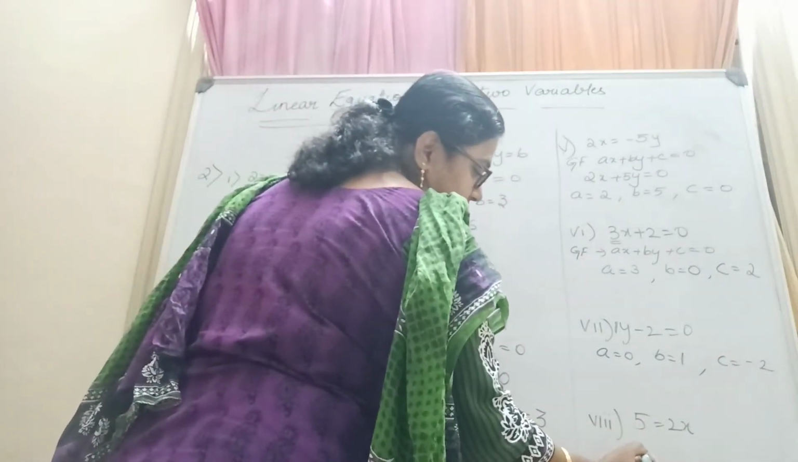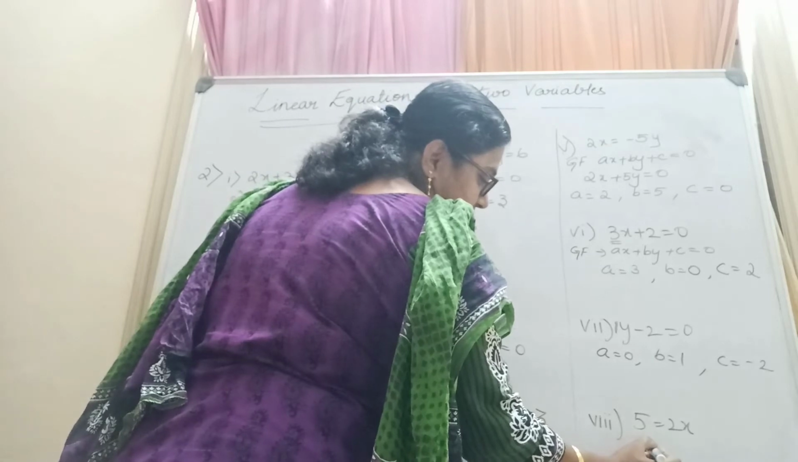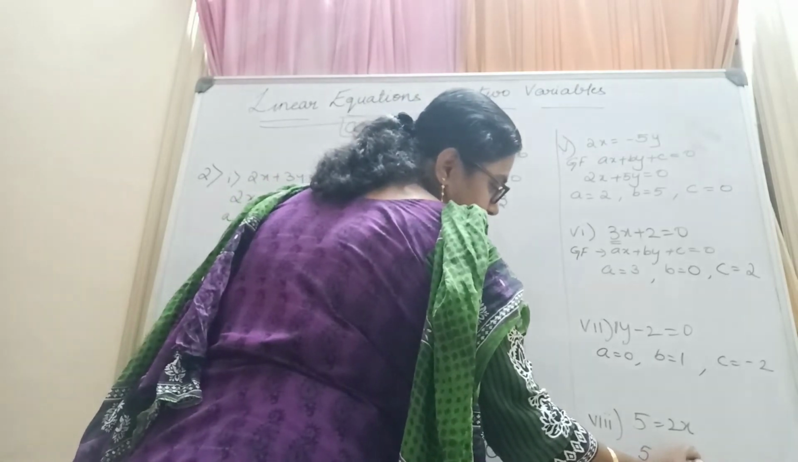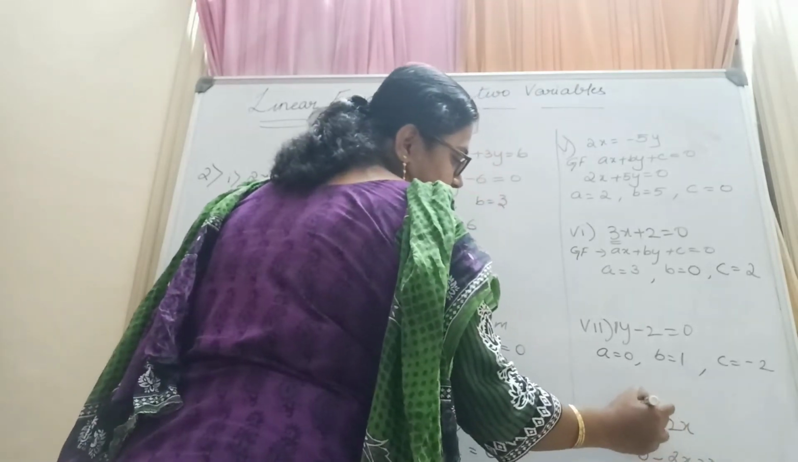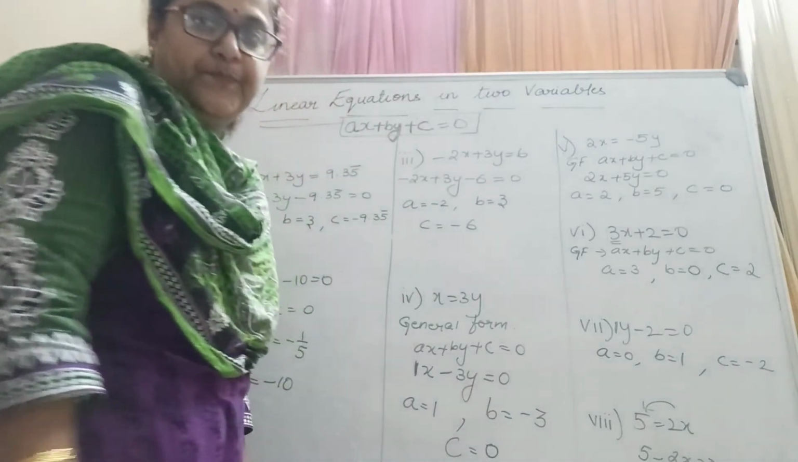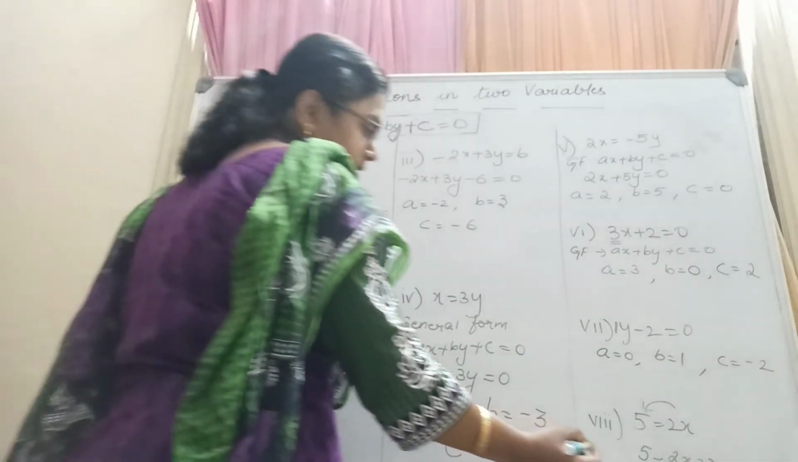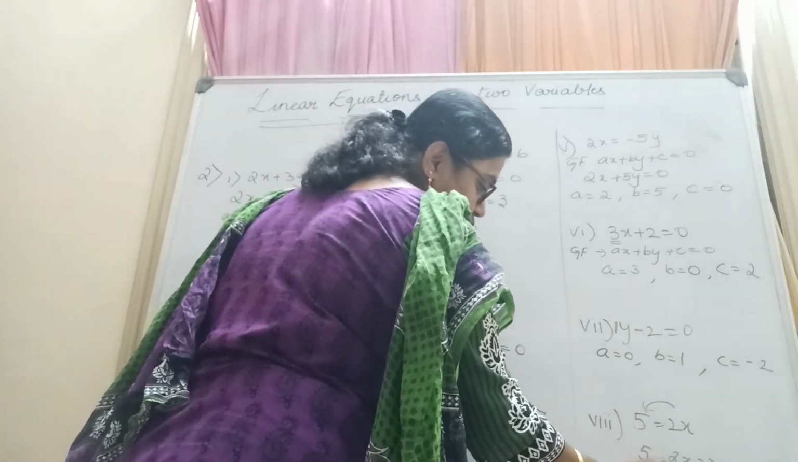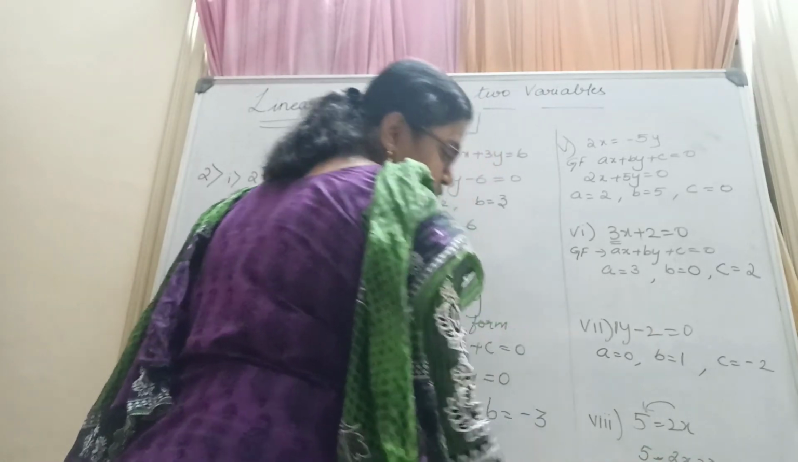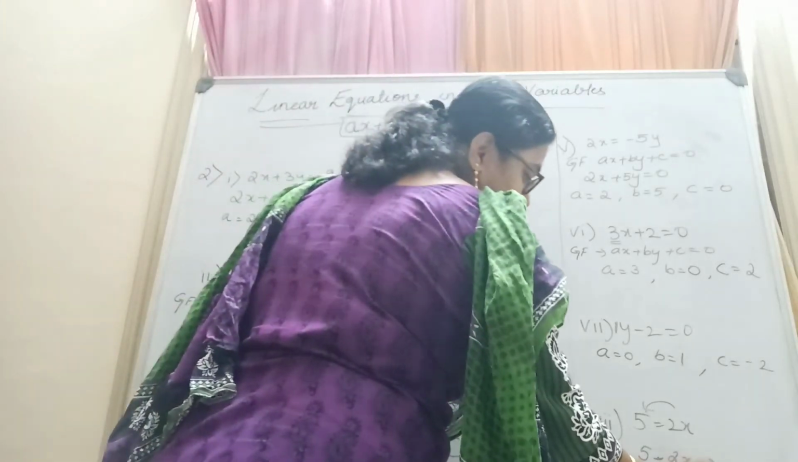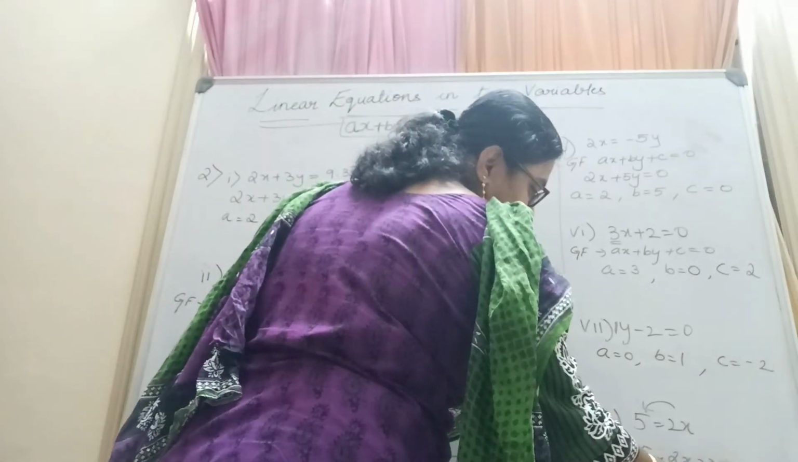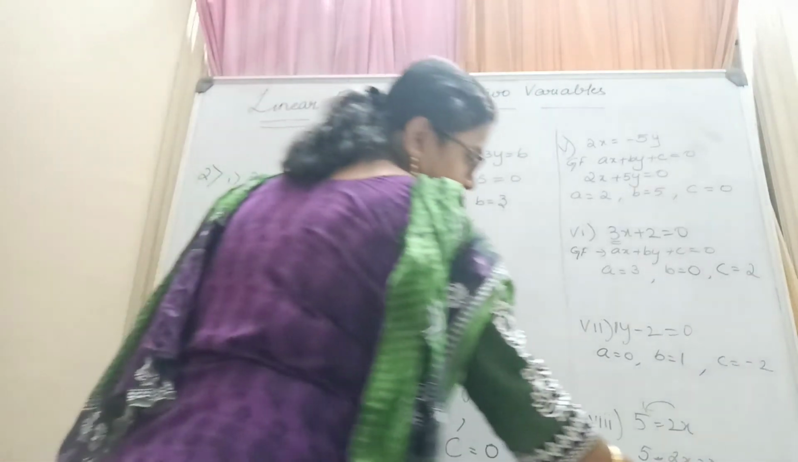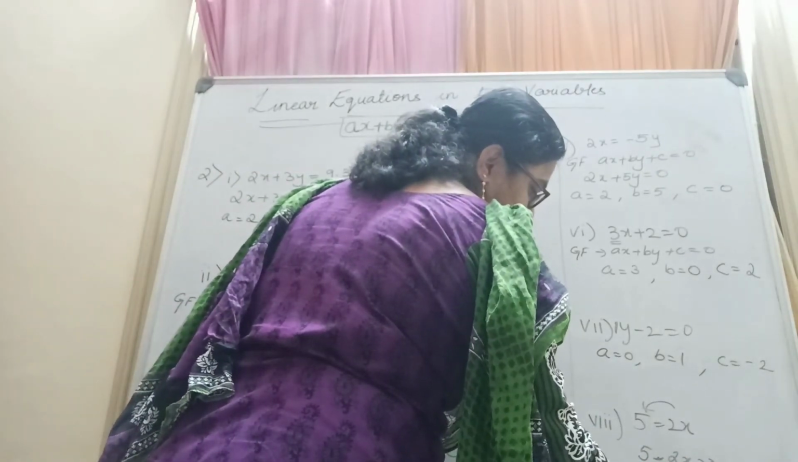Similarly, in the 8th question, it is 5 minus 2x is equal to 0. Bring this 2x onto the left hand side. Okay. So when you do that, here the coefficient of x term is minus 2. That is, a is minus 2. I don't have any y term here. So b is 0 and c is 5.